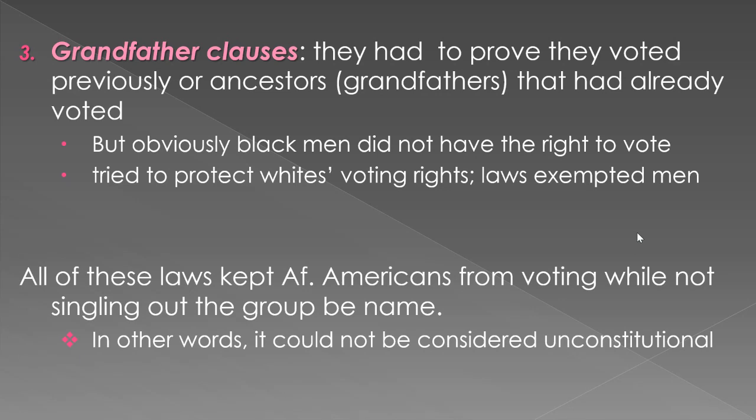And again, these laws were kept on the books because it wasn't considered unconstitutional at first, because it wasn't singling out a group by name. If it had said only Black men had to pay a poll tax or only Black men had to take the literacy test, that would be something a little bit different. But the way that they wrote the laws was circumventing that. So that was something that was successful. And unfortunately, it stays like that for quite some time. Eventually, these will all be ruled unconstitutional, thankfully.